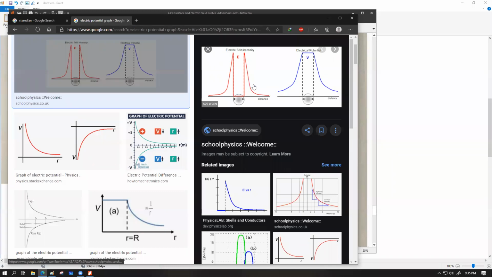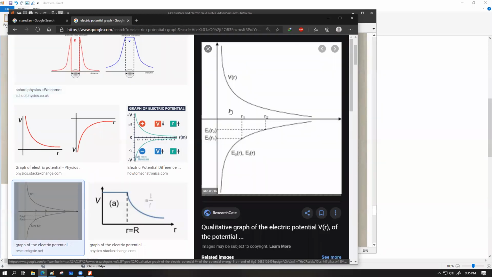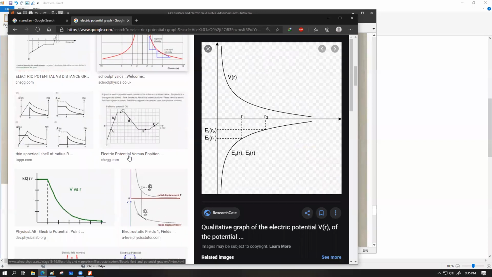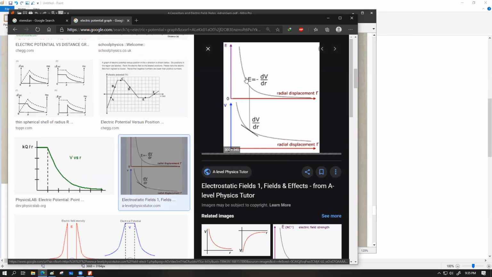This is a KQ by R square graph. This is a KQ by R graph. That's why it's a bit closer to the point, and this is a bit further apart. That's one thing. And if you have the same thing for a negatively charged particle, have a look over here. Okay, let me choose a different one. This is the part that I was saying.